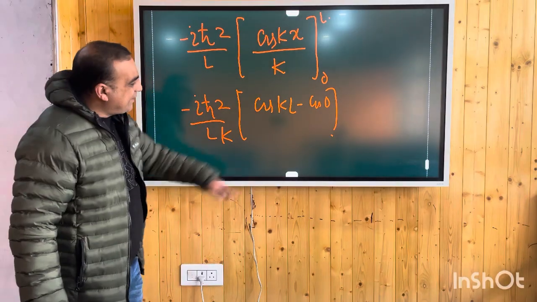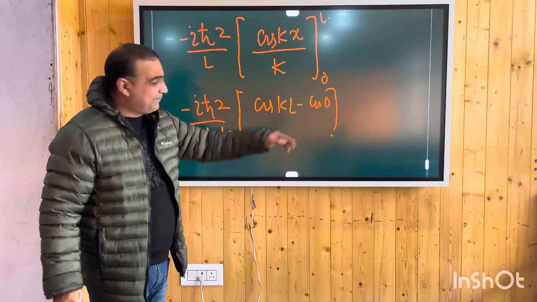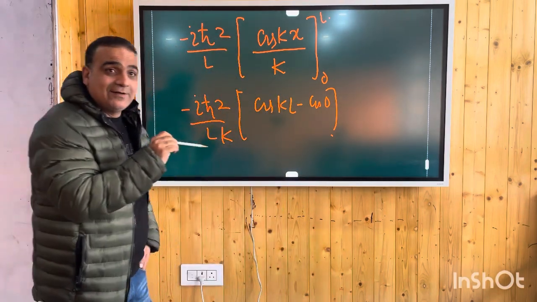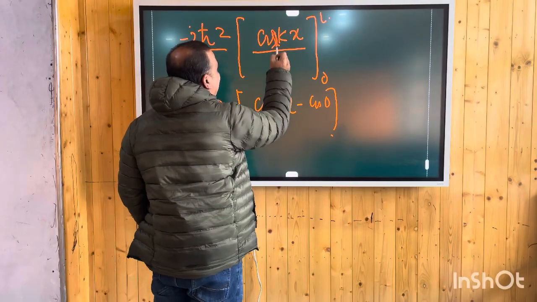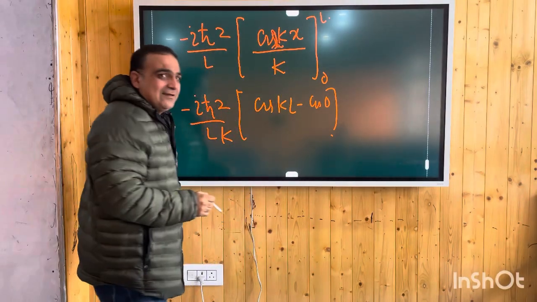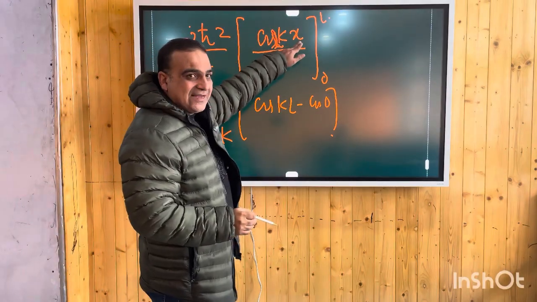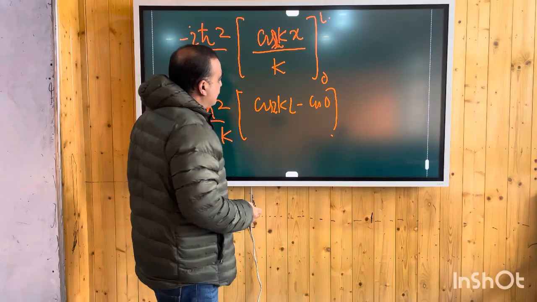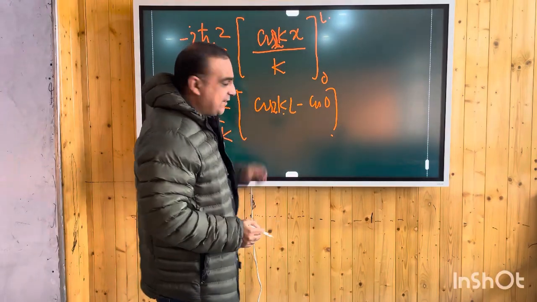Okay? But what is k? k is n pi by L. Okay? So, something is wrong here. I have missed something. You remember the formula? This is 2 theta. Okay, so 2kx, so 2 was missing here, so here I'll be writing 2. So this is cosine of 2kL minus cosine of 0.